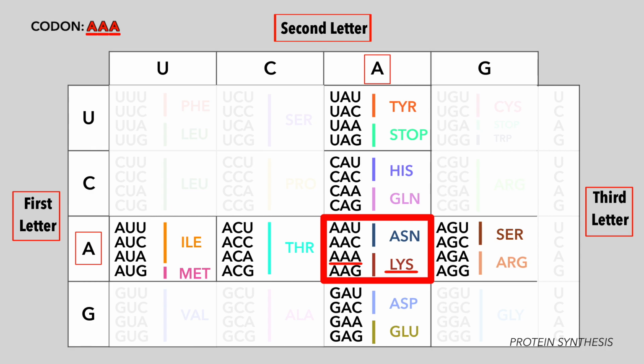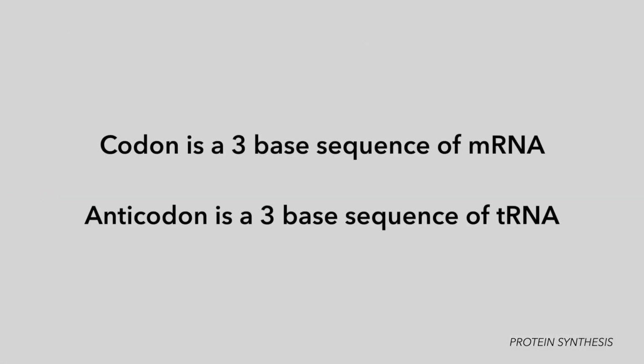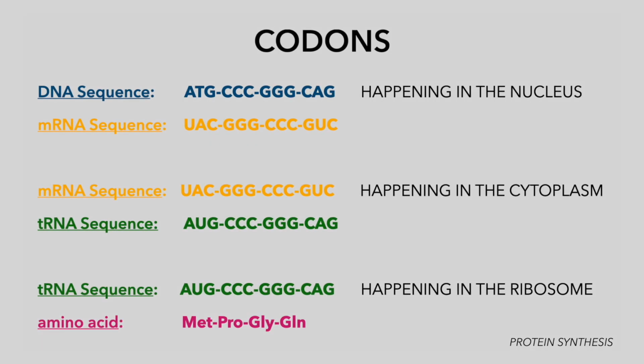Let's look at another example of this. Remember, you can pause the video and look at the examples as many times as you need to understand this. A codon is a 3-base sequence of mRNA, and an anticodon is a 3-base sequence of tRNA. Now we read these as codons. They are read three bases at a time.